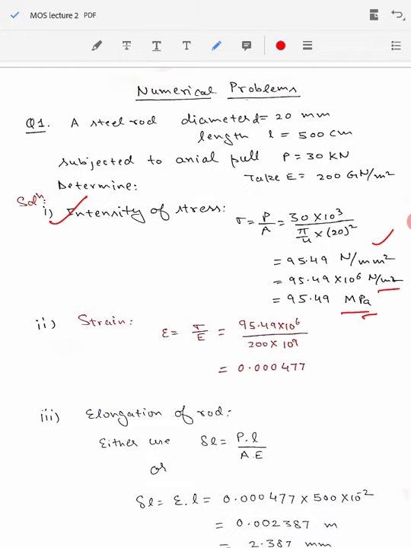You can calculate the value of strain using the Hooke's law. So from the Hooke's law, we know that strain is equal to stress divided by modulus of elasticity. We have been given the value of stress, so we will put here the stress 95.49 into 10 to the power 6, and this value of E is given in giga Newton per meter square. So this is 10 to the power 9, basically 200 into 10 to the power 9 Newton per meter square. So if we calculate it, we'll get the value of strain as shown over here. Mind it, the strain doesn't have any unit, so it is dimensionless quantity.